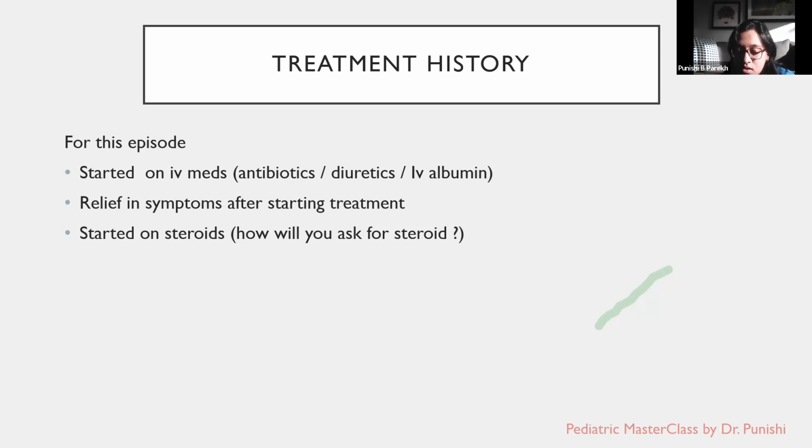Now, in the days that the child has been admitted in the hospital, has there been any relief of symptoms after starting treatment? When you ask this, whether there has been any relief, or it's been the same, or has gotten worse, the informant might tell you that the edema has started resolving, the urine output has increased, depending on the history. And the third very important thing is whether or not the child has been started on steroids.